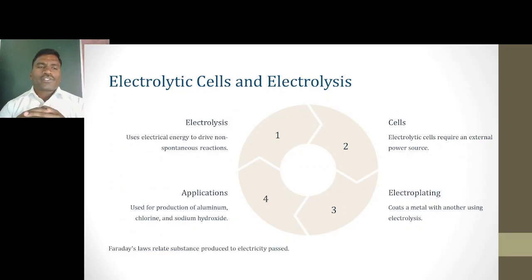Electrolytic cell and electrolysis. Electrolysis is a process in which some non-spontaneous reaction is driven with the help of electric energy. An electrolytic cell requires external power sources. Electroplating is coating of a metal with another using electrolysis, and electrolysis also finds application to produce aluminum chloride and sodium hydroxide. But how much amount of product we get, and for how much time we pass the electric current, is stated by Faraday's law, which relates the substance produced to the electric charge passed.